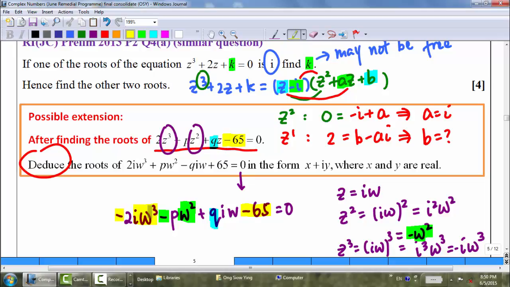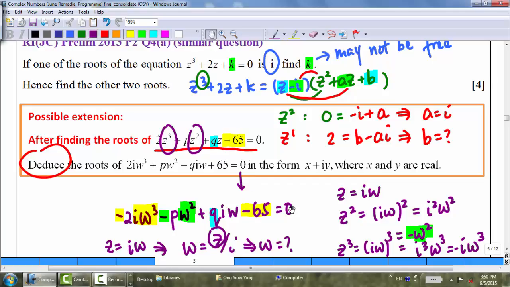Okay, so if this is the case, then you will be able to work out the roots of the new equation, which is you will be able to solve for your W. Because your replacement is Z replaced by IW, you will be able to solve for W, because your W is just Z over I. And with the values of Z you have found from the previous part, from the original equation, by substituting the values of Z inside here, you will be able to find your W, right, after you simplify all your expressions. Okay, so this is the possible extension for questions like that.